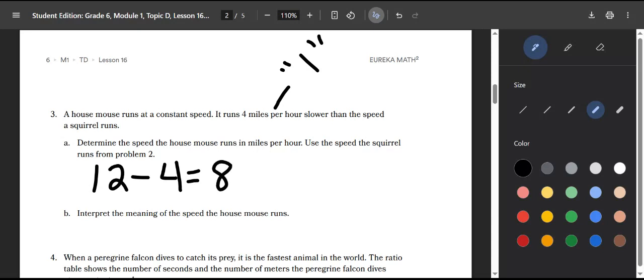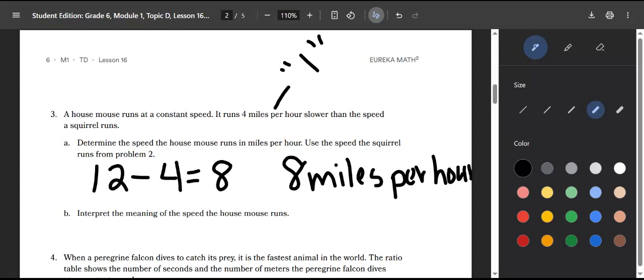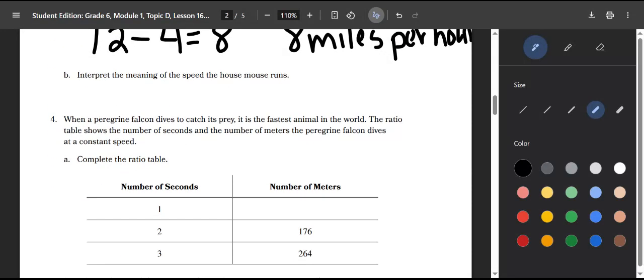So the speed the house mouse runs is 8 miles per hour. Interpret the meaning of the speed the house mouse runs. That just means that the house mouse runs 8 miles for every 1 hour.